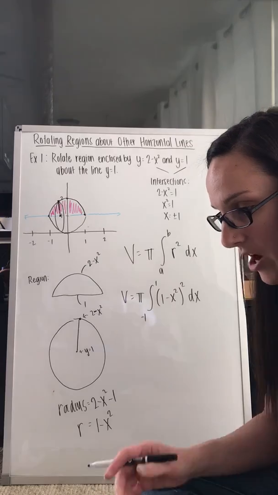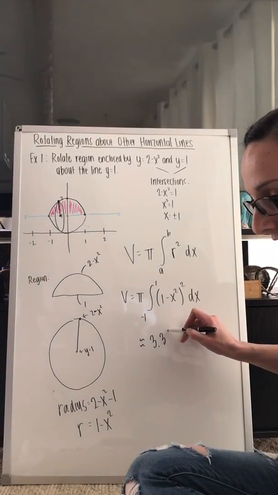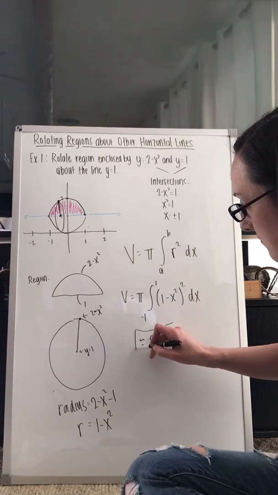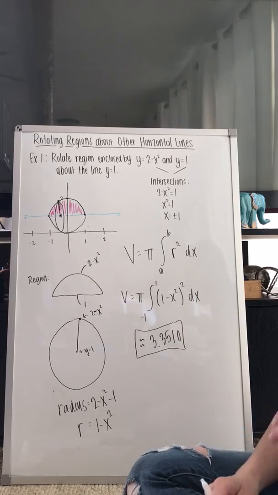And that's going to give me approximately 3.3510. And that would be the volume of that region rotated about the line y = 1.